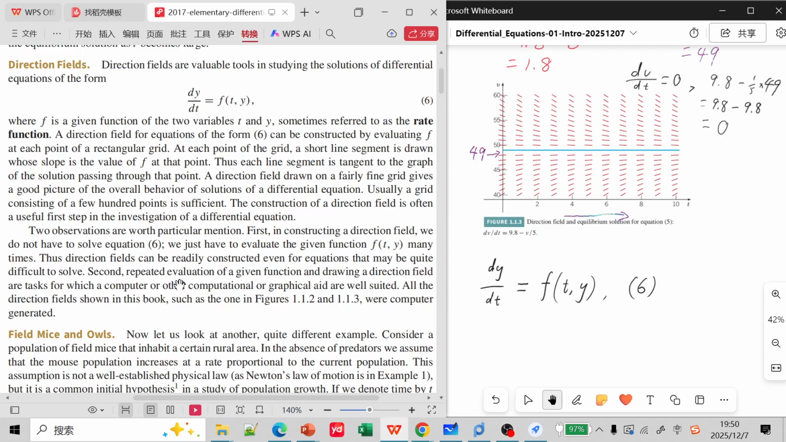Second, repeated evaluation of a given function and drawing a direction field are tasks for which a computer or other computational or graphical aid is well suited. So this figure is drawn by a computer. All the direction fields shown in this book, such as the ones in figures 1.1.2 and 1.1.3, were computer generated.